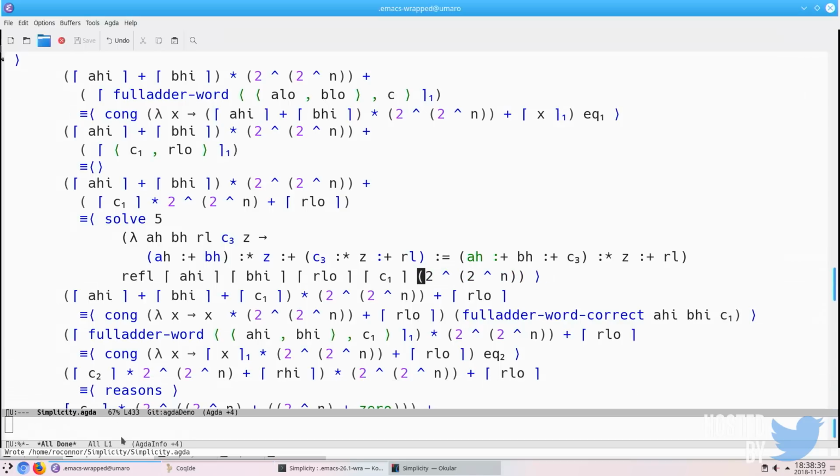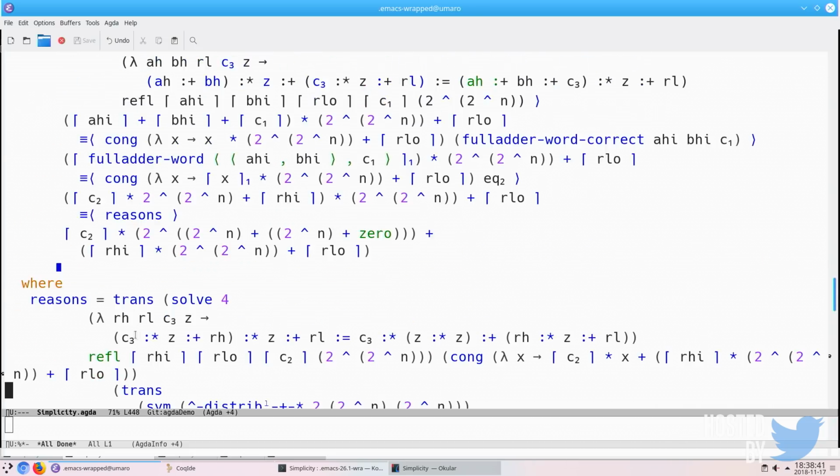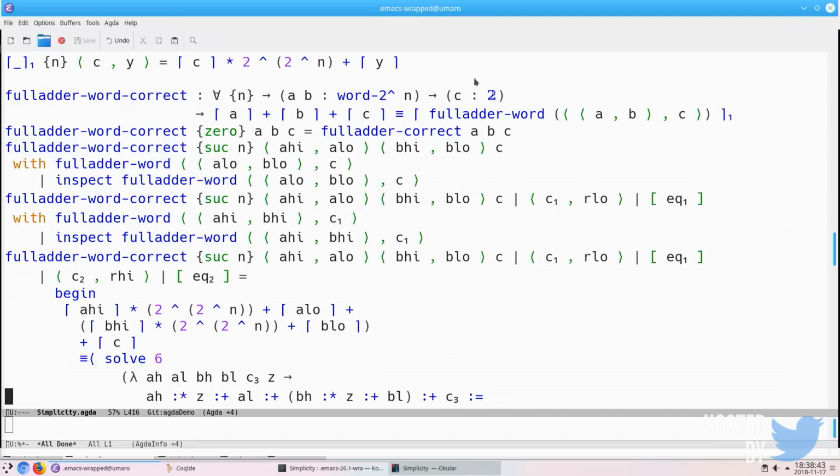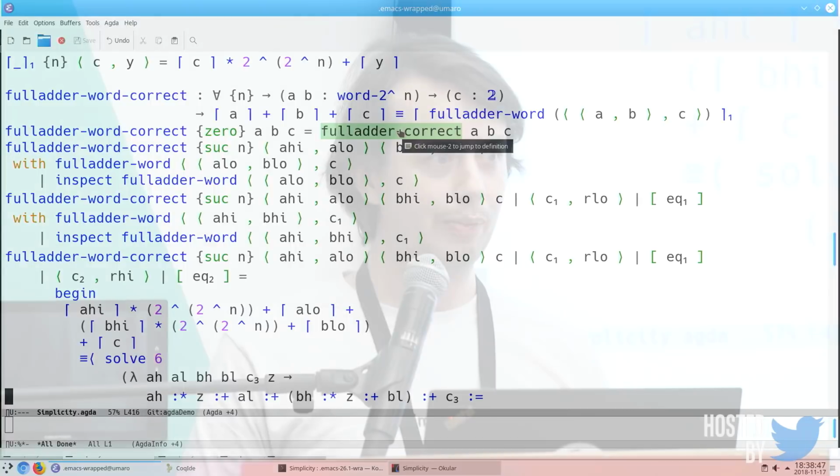And there, we're done. Right, so we have proven that our full ripple carry word adder is correct. It has the correct semantics over there, right? So welcome to my life. But this is cool, right? This is not something that programmers commonly do. They don't go through the effort of proving their program's correct. But it's something you can do with functional programming. And this is what I've been doing with Simplicity.